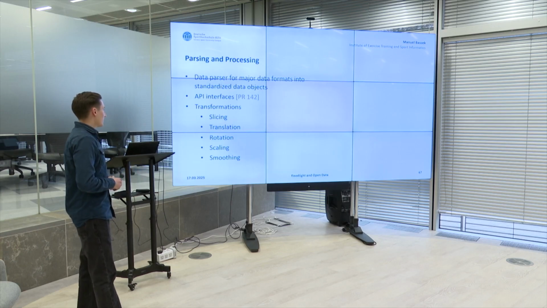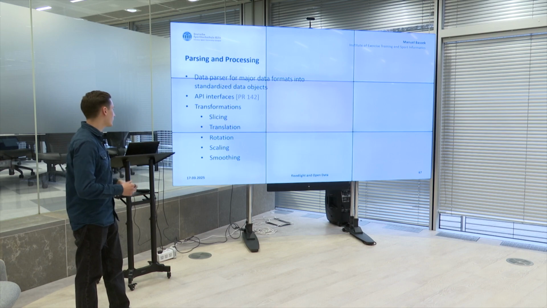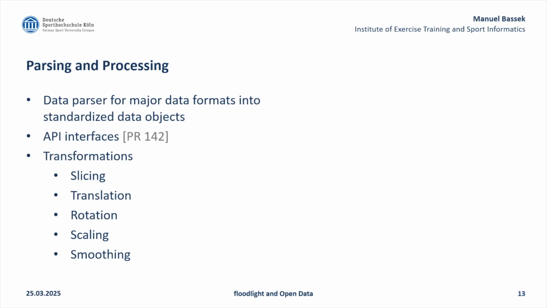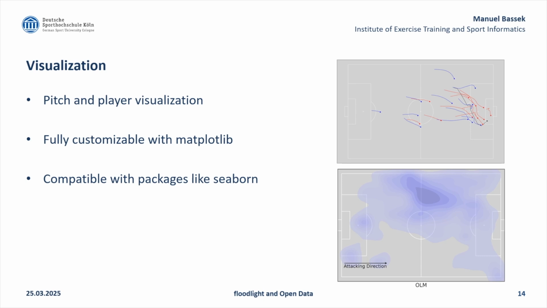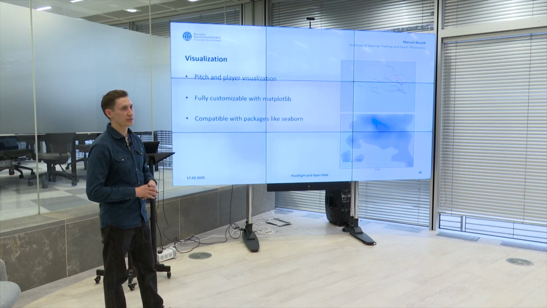We then add very early methods for transformations. So the stuff you have to do before you can actually work with the data: slicing it into segments, translations to different coordinate systems, rotating the data, scaling it up and down. But also the filtering methods, the smoothing methods that I described earlier, we have them included out of the box already in Floodlight. We have visualization techniques, so the visualization of the football pitch and also other sports, and also for the trajectories and the coordinates of the players.